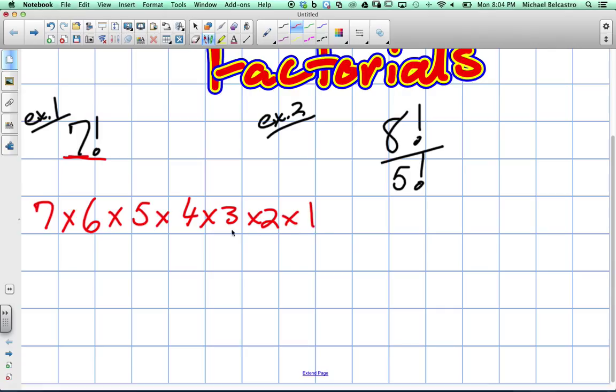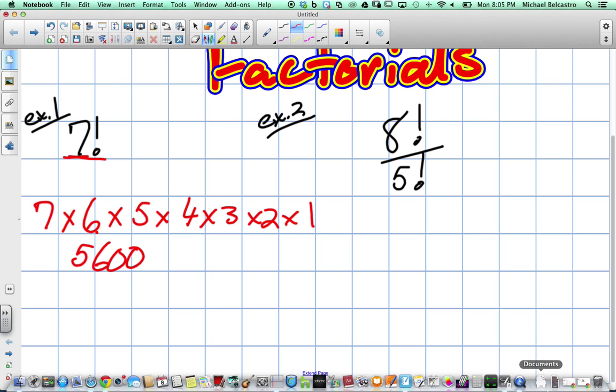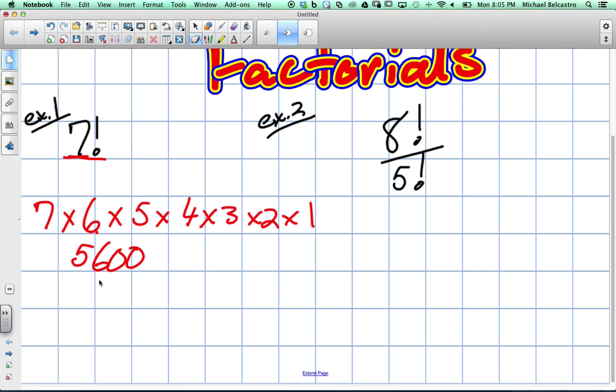Let's see, 2 times 1 is 2, times 3 would be 6, times 4 is 24, times 5 is 120, times 6 is 720, 720 times 7, 5,600. Did I get that? Close. I was off by a little. That's okay. It may be best to use a calculator for this. 5,040. Okay. Anyways, that's what a factorial is.